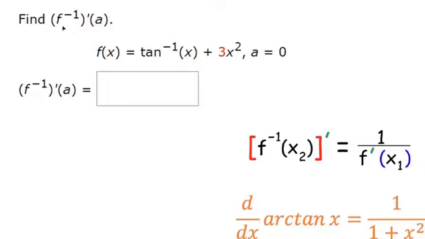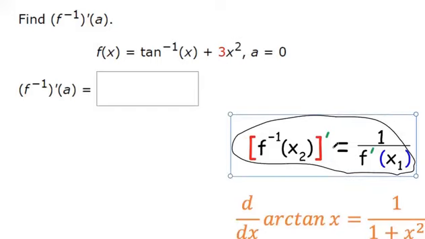This problem is asking us to evaluate the derivative of the inverse. So we want the derivative of the inverse of this function, not just the derivative of this function. And to find the derivative of any inverse function, our textbook derived formula looks like this. The derivative of the inverse is just 1 over the derivative of the function.